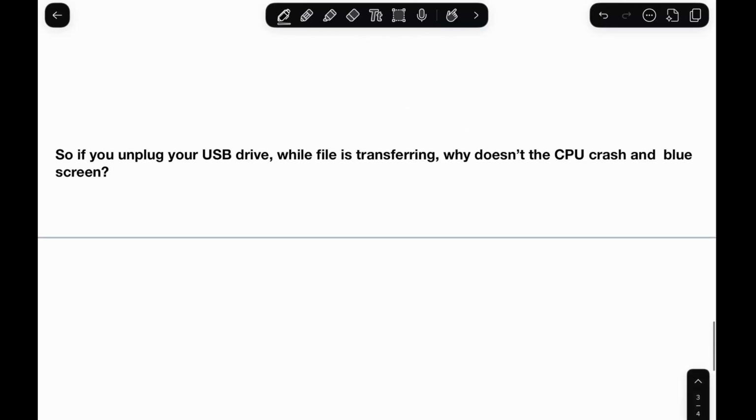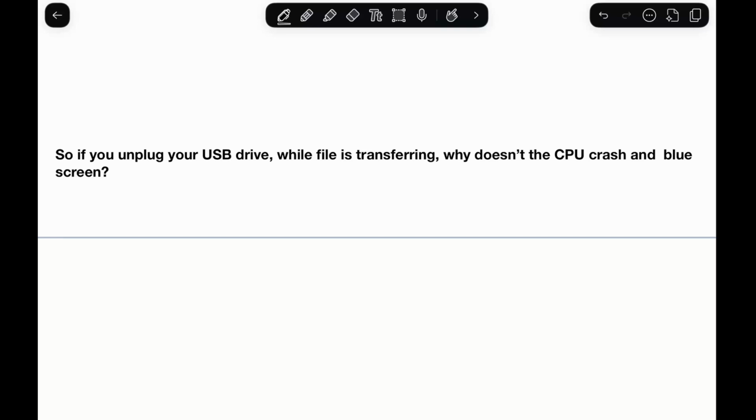Now it's time for a question. Let's say you unplug your USB drive while the file is still transferring. Why doesn't the CPU instantly crash and we see the blue screen? Why doesn't it happen? See, we have studied the system bus and we have studied the device controller. The answer lies within them. So you need to think. I'll count to 5, pause the screen, think, and then we'll get the answer. 5, 4, 3, 2, 1.